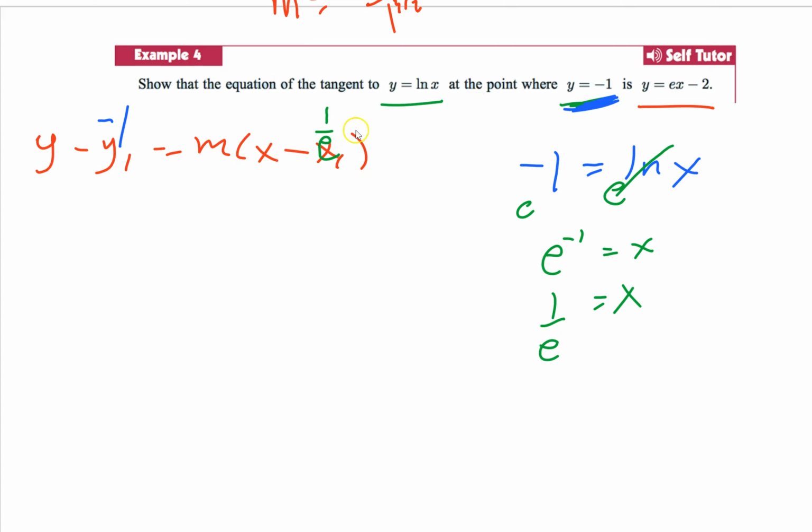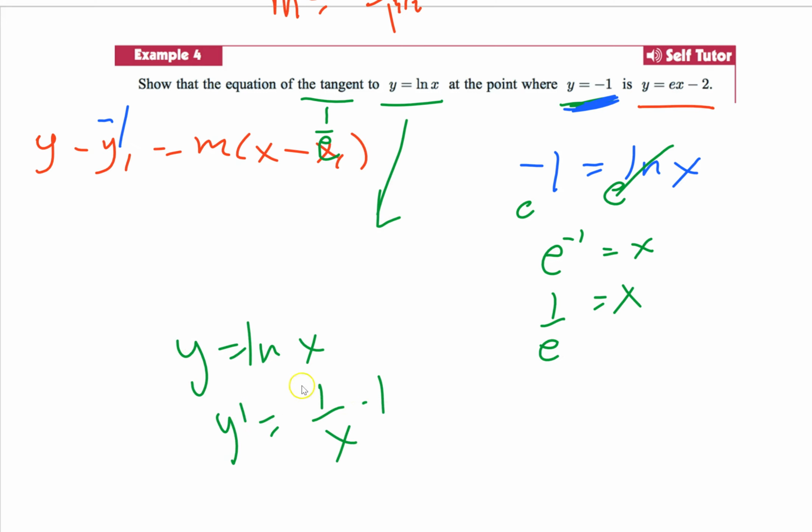Like that. Now remember, m is just the slope of the tangent line, so I just have to take a derivative, right? The derivative of y equals natural log of x would be 1 over x times the derivative of the inside, which is 1. So just that. Now, as always, that's my m. I've got to plug my x1 in. So plug that in, 1 over e.